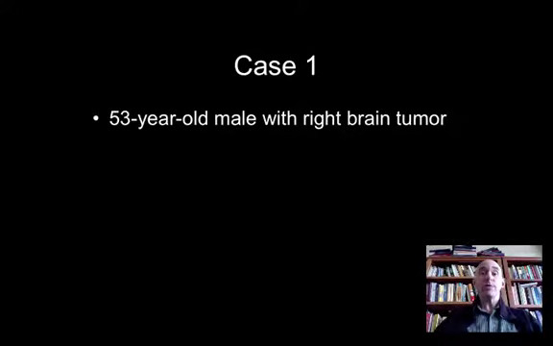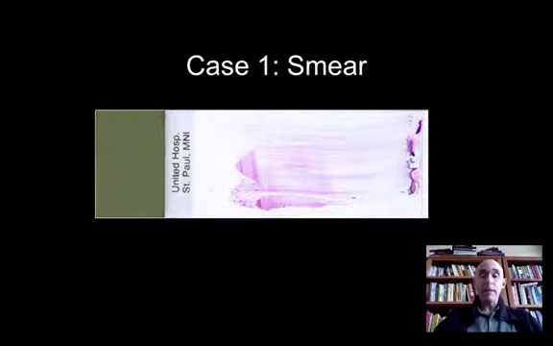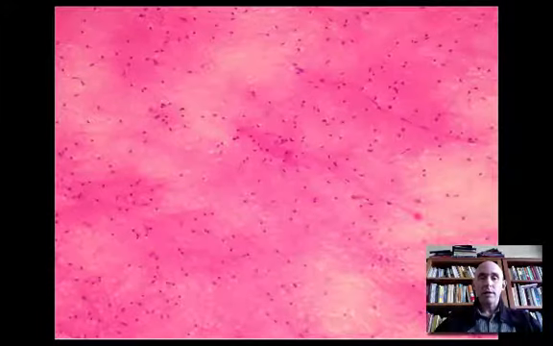So you're covering the frozen section laboratory when you're called to evaluate a specimen on a 53-year-old male with a right brain tumor. That's all you know for now. Your PA is kind enough to make the following smear for you. And microscopically, this is about all that you encounter.